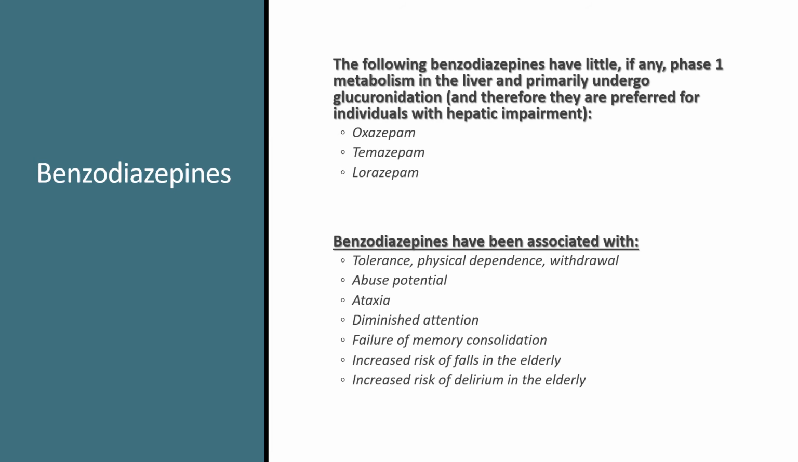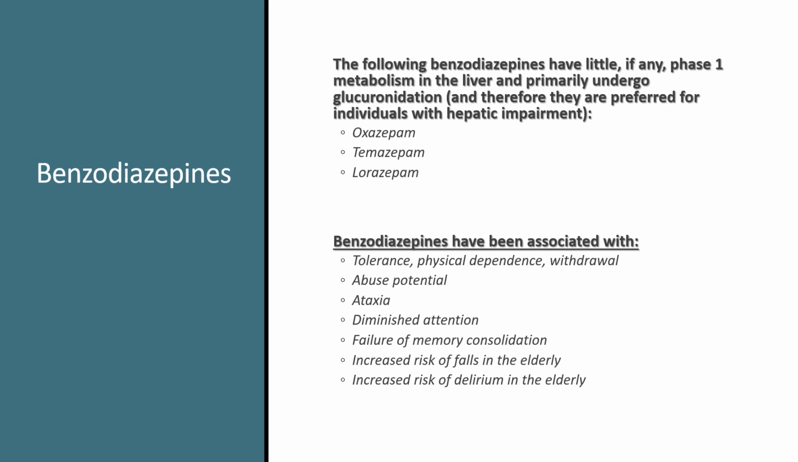So the following benzodiazepines have little, if any, phase 1 metabolism in the liver and primarily undergo glucuronidation. Therefore, these three medications, oxazepam, temazepam, and lorazepam, are preferred for individuals with hepatic impairment. This is because these medications do not go through the CYP450 enzyme system.